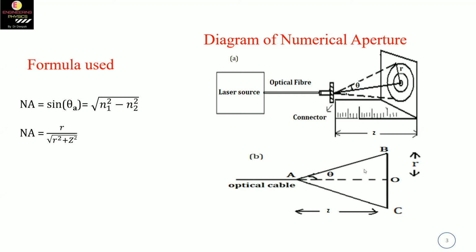It becomes the right angle triangle AOB. So here numerical aperture is equal to sine theta, where theta is the acceptance angle, which is equal to the square root of n1 square minus n2 square. Sine theta is equal to perpendicular upon hypotenuse. So from this right angle triangle AOB, OB is the perpendicular, divided by hypotenuse. The hypotenuse AO, by using the Pythagoras theorem, is the square root of z square plus OB perpendicular square. So we can calculate accordingly.